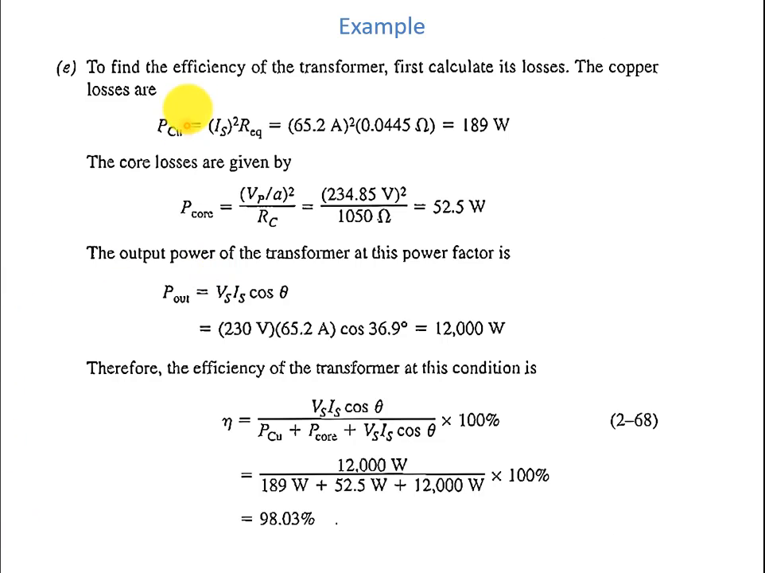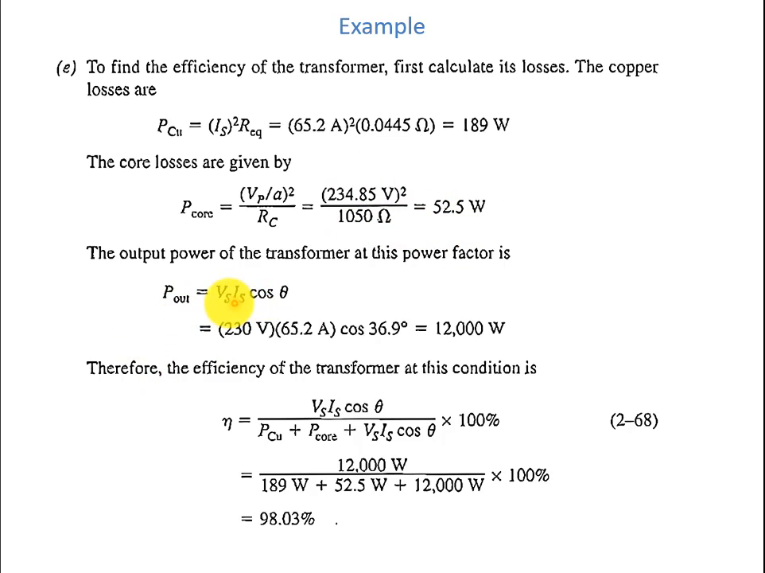Now the last part says we need to find the efficiency. We can find the copper losses, which is Is squared R equivalent. Straightforward, we have this Is. And the core losses are given by Vp over a whole squared over Rc. Just look at the figure, because this Vp over a is across that excitation branch. So that will be straightforward, that will be 52.5.